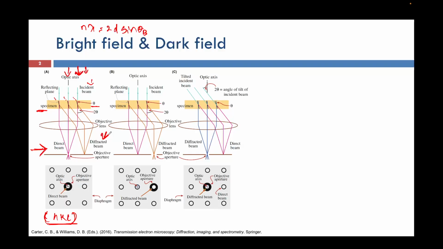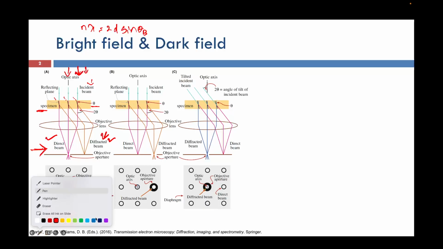So now, as we can see, two types of beams are coming. Now if I want to collect all the beams, let's say I want to collect the direct beam, and I want to collect the diffracted beam as well. If I want to collect both beams, then in the end what will happen?